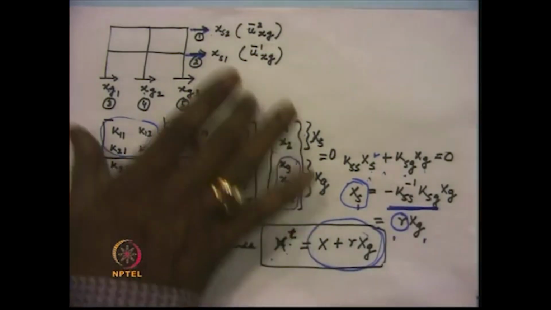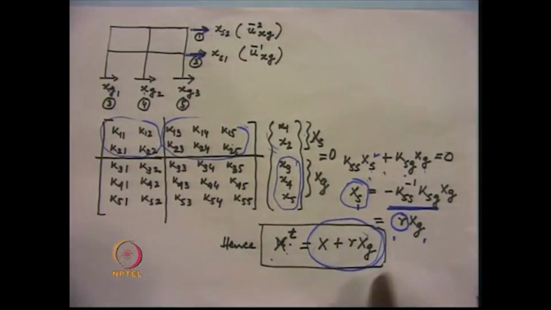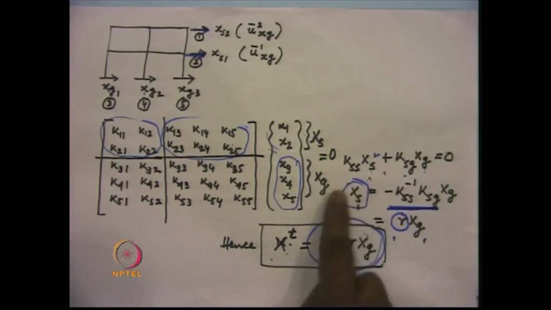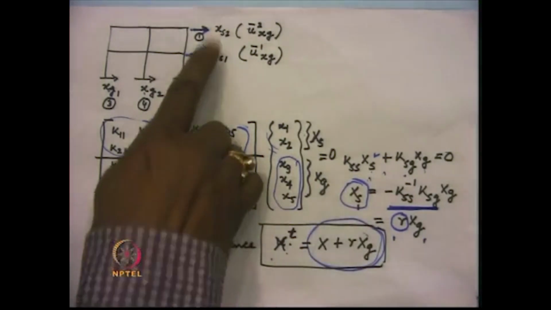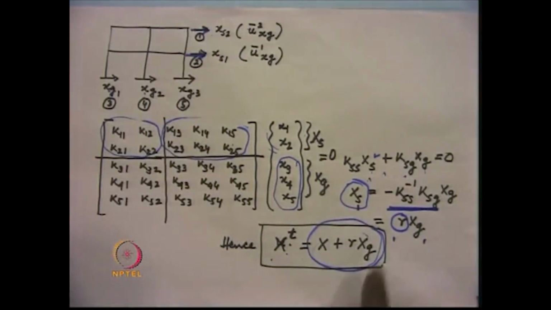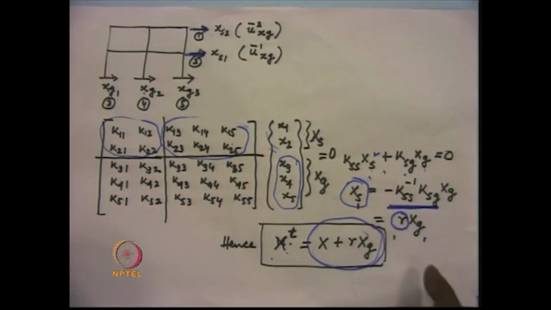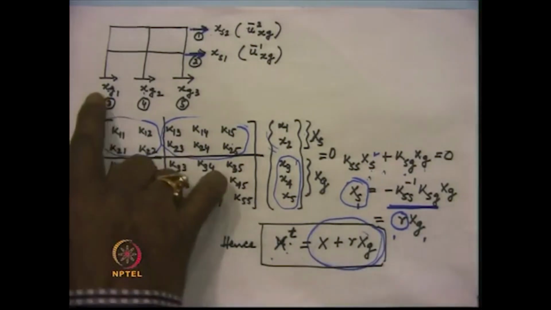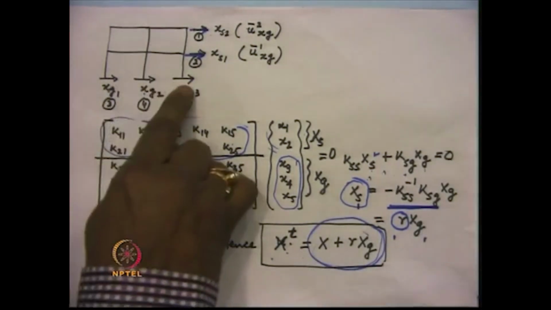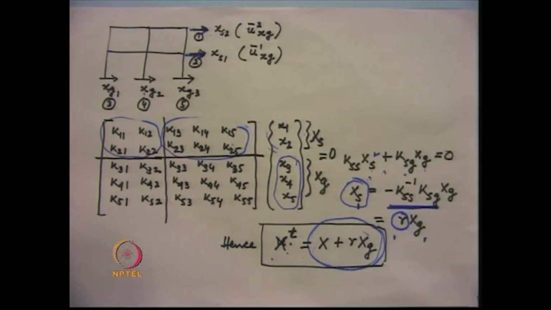So, for a given frame, one can find out this R matrix very easily, and then one can write down the quasi-static displacement to be equal to R matrix times xg, that is the displacement which are taking place at the supports.